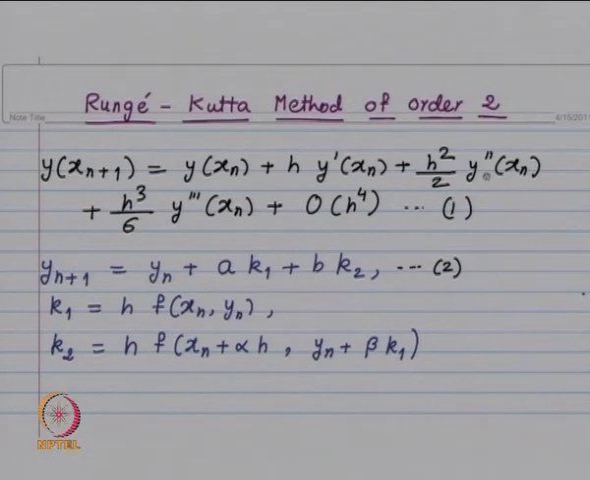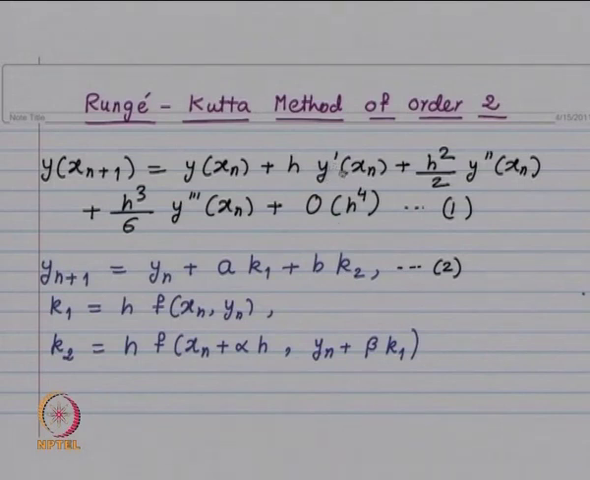So, we try to determine y n plus 1 to be equal to y n plus a k 1 plus b k 2, where k 1 is going to be h times f of x n y n, k 2 is going to be h times f of x n plus alpha h, y n plus beta k 1. So, the constants a, b, alpha and beta are at our disposal. We want to determine these constants so that the first three terms are going to match.